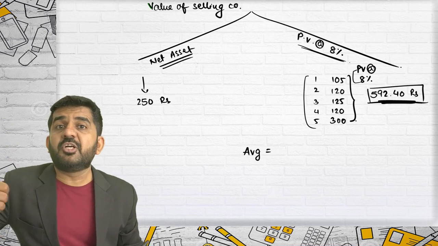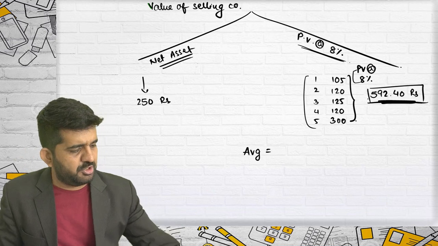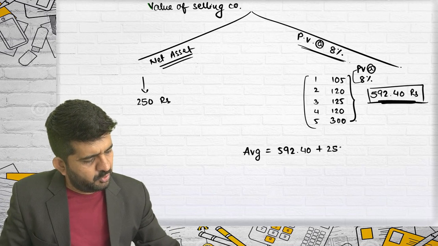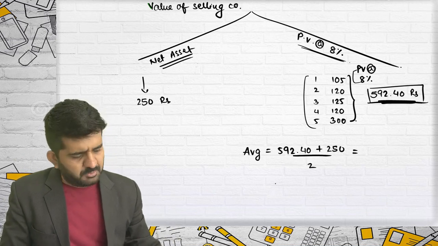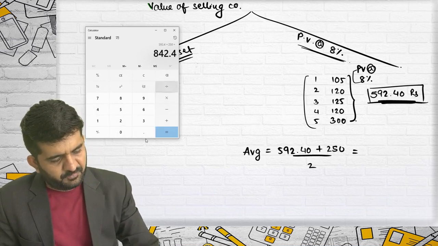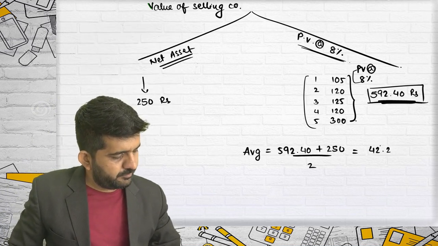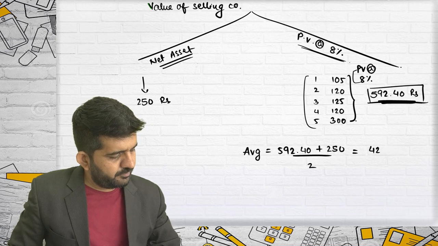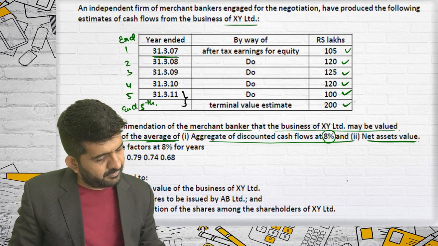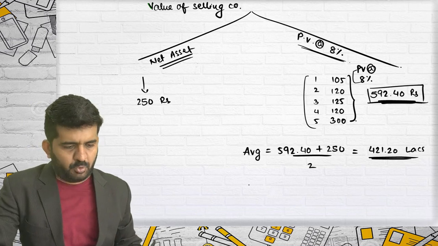What has the merchant banker recommended? What should be the total price payable to the shareholders of this company? It is the average. When nothing is given, you can take simple average. 592.4 plus 250 divided by 2. This much amount will be paid. It is 421.2. Is this lakhs? Yes, 421.20 lakhs. That's correct. Please try to concentrate.